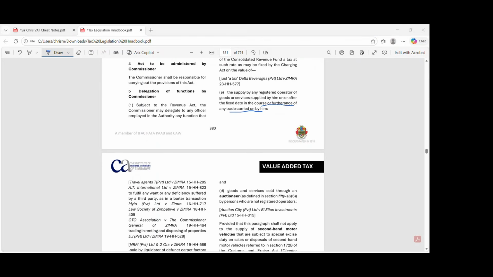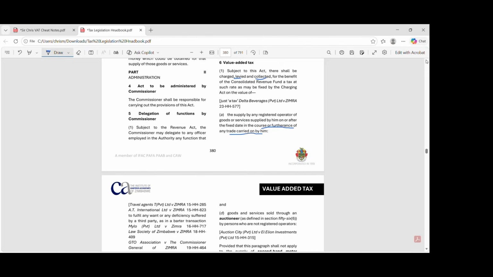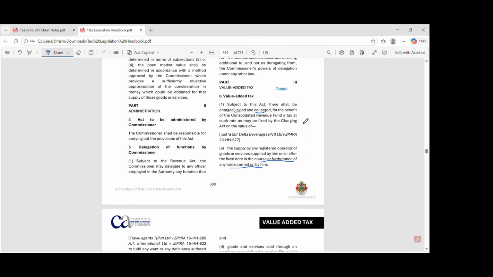For those who have just joined, the question is, when should you remit output VAT, or when does a VAT liability arise? That's the first question you have to ask yourself. Then section 6: according to the VAT Act, it shall be levied and collected for the benefit of the Consolidated Revenue Fund at such a rate as may be fixed by the Charging Act. That's why it's a liability.